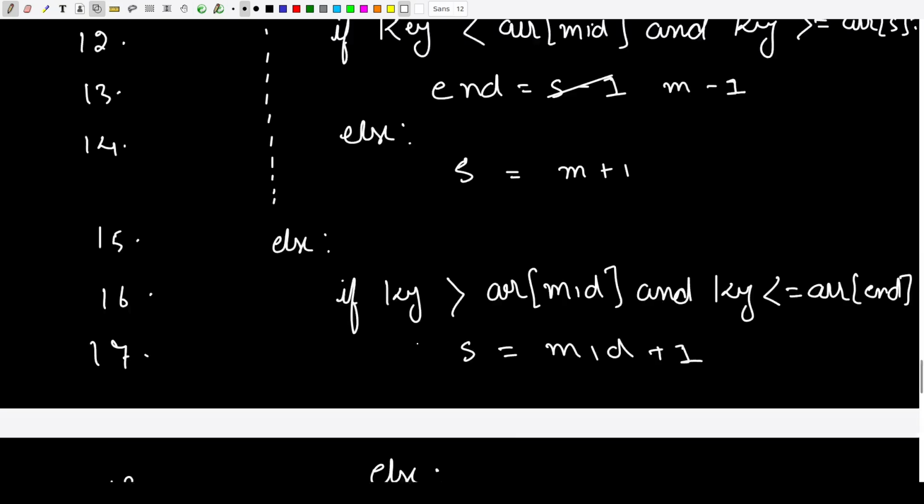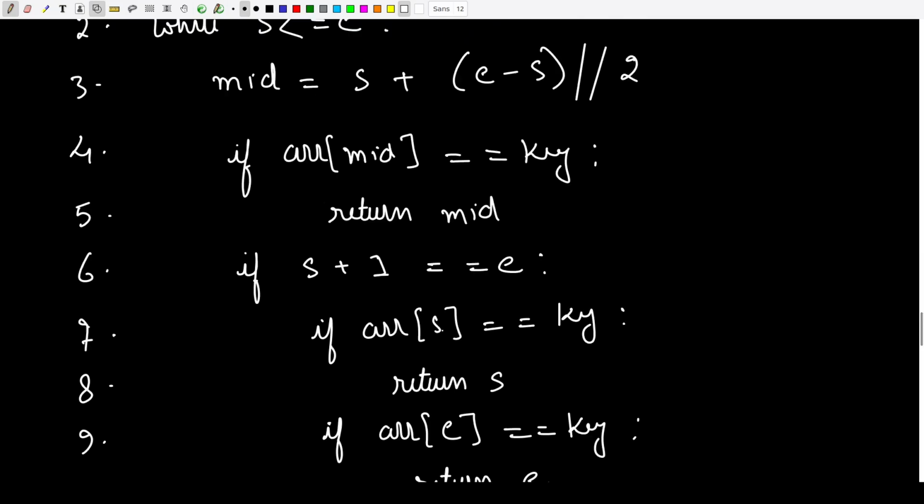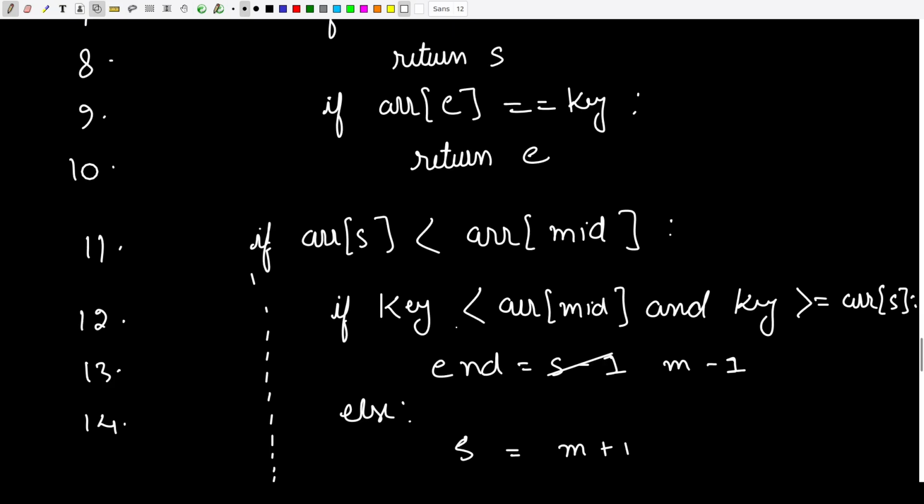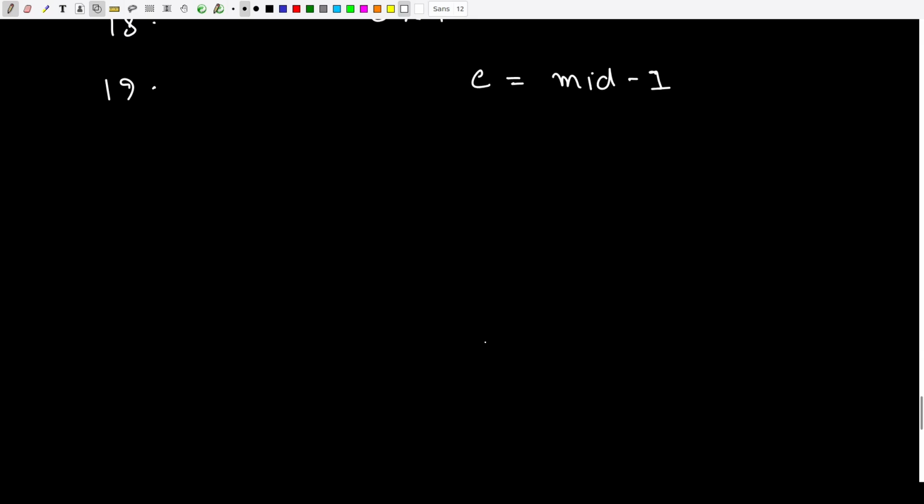And in this way, we will be able to search key within the array. And let us say if we are not able to find the element, then in such case, we will simply return -1, indicating that the element does not exist in the array. And that's the pseudocode, folks. Now let us see how we have implemented this in Python and C++.